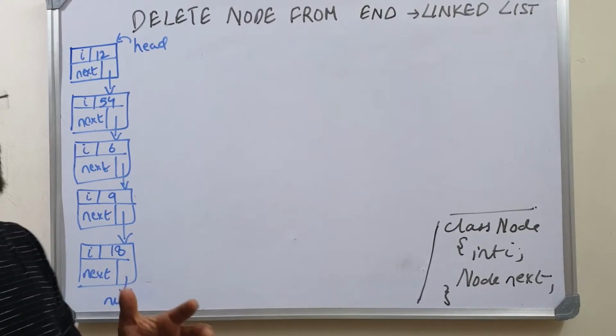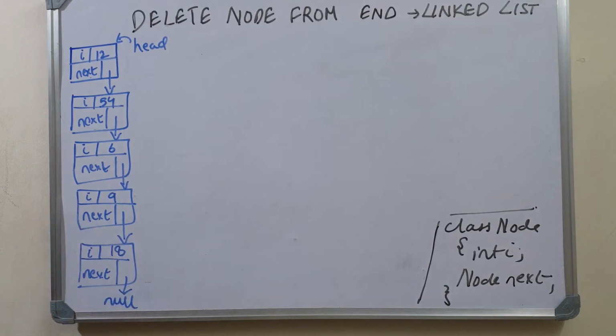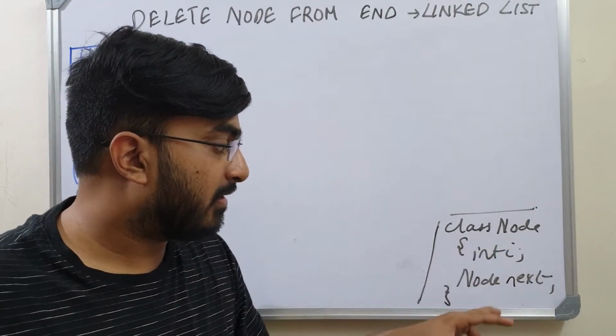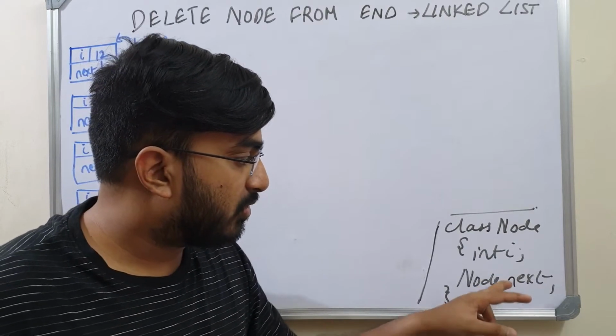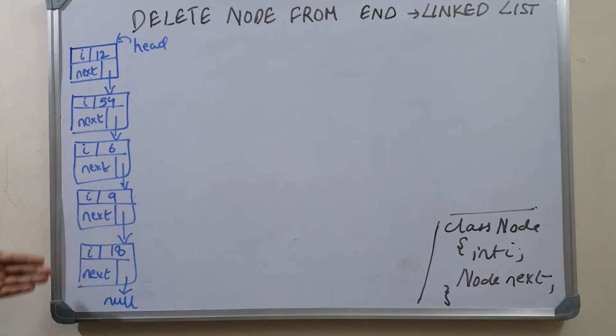So guys, in this video we'll see how to delete a node from the end in the linked list. So we have to delete the last node in the linked list. This is the class Node we are using. It has an integer i that stores the data and a variable of type Node, next, which is the link to the next node. And this is the linked list we have of the node objects.